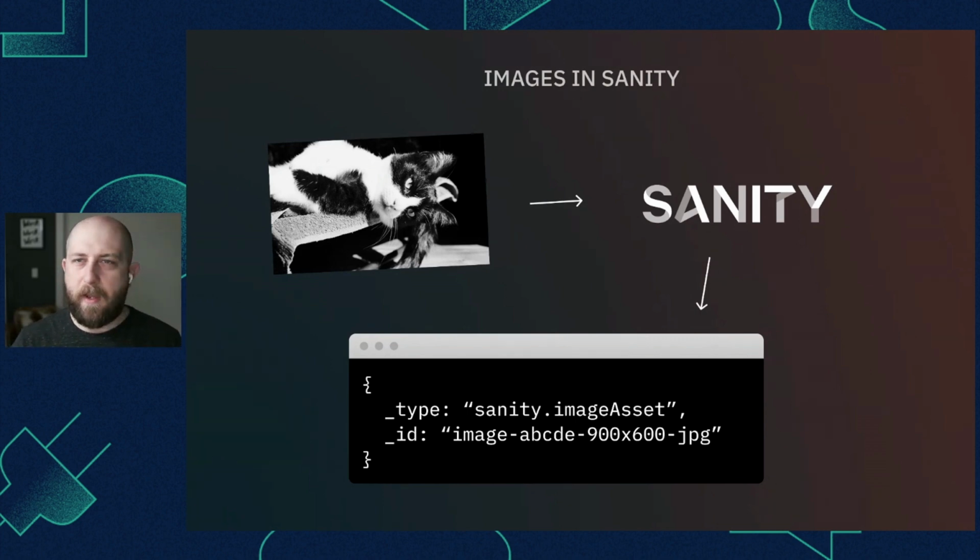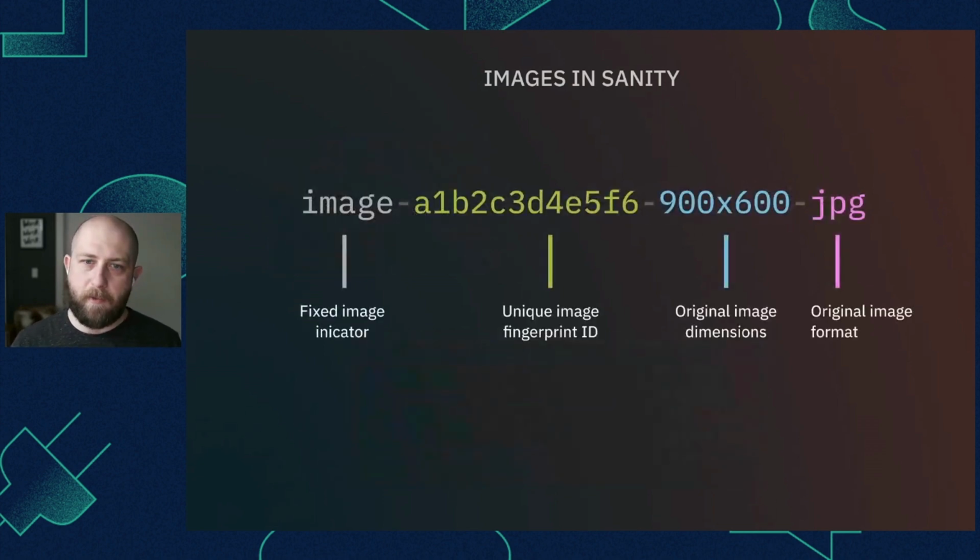it has this ID. We tend to think of IDs in the studio, or document IDs, as opaque things, they're just random. They don't really mean anything, but images are a little bit different. This image ID actually has a lot of useful information in it that we can use when we start wanting to display our image.